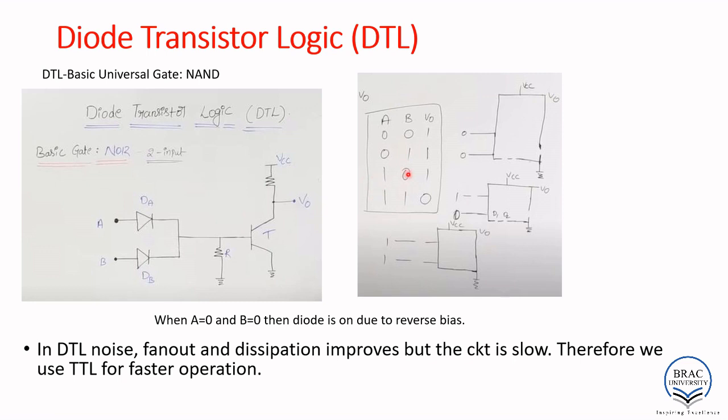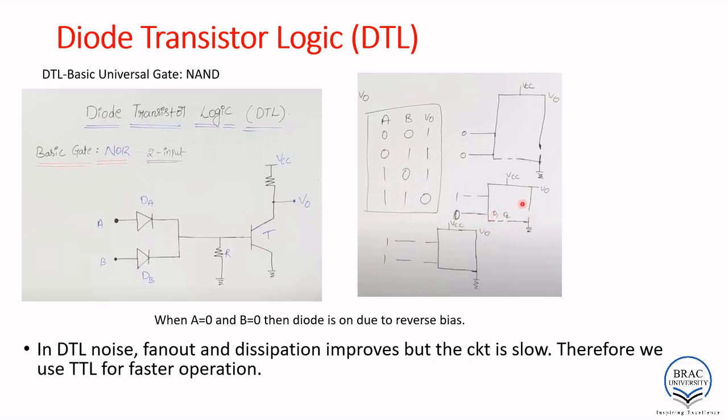So for 0 1 or 1 0, say for 1 0, this is 1, this is 0. This is 1 means this will be off, that means open circuit. 0 means this will be on. This is shorted. So this 0 comes here. So again this will be off, this will be open circuited. So we will be getting V0 equals high.